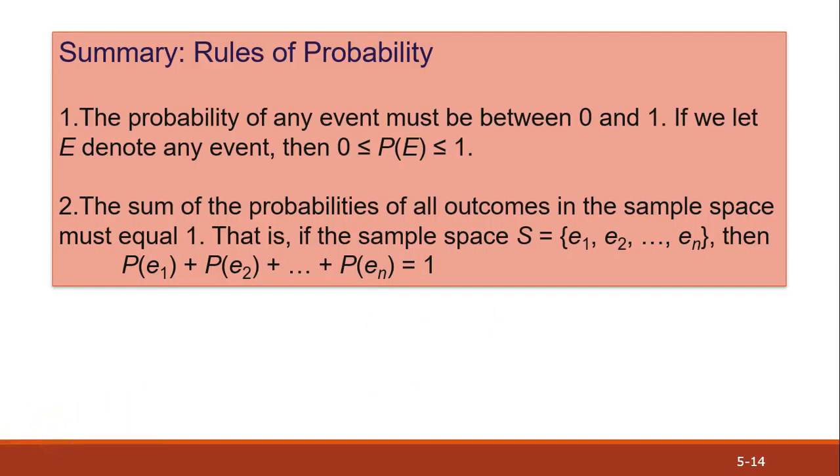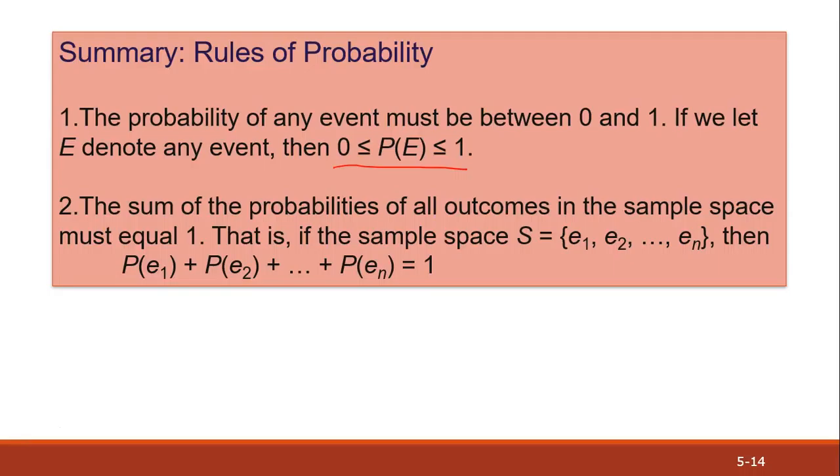Before we move on to section 4, I just want to go through some of the probability rules that we have looked at. And the first one here says the probability of an event must be between 0 and 1. If we let E denote an event, then this statement right here is what we are stating. This is what is true, that our probability of an event is somewhere between 0 and 1. It's not going to be less than 0. It's not going to be greater than 1.